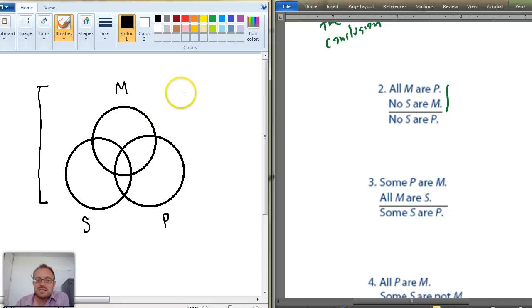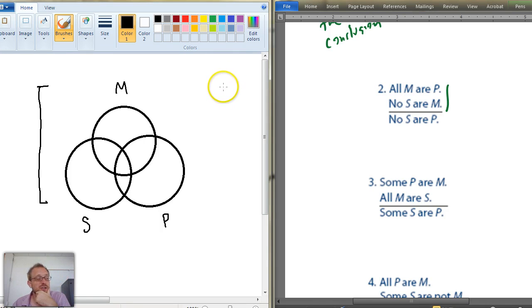The truth is, you could put the P here and the S here and the M here, and you could switch them around, and it would still work. But the problem is it'll become difficult. We'll sort of get confused about what we're looking at. So make sure you always put your major term here, your minor term, and then your middle term up here. Okay. And then you're always going to start with the universals before you ever do particulars.